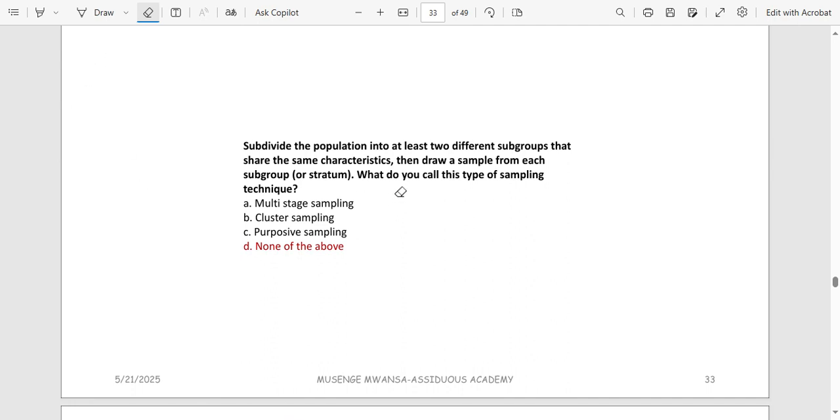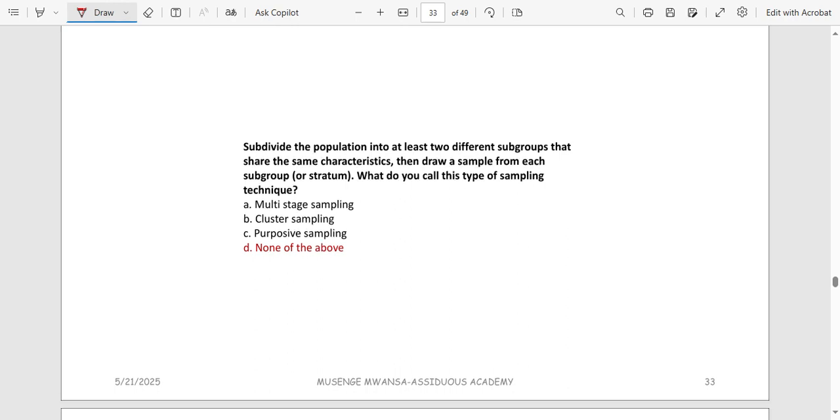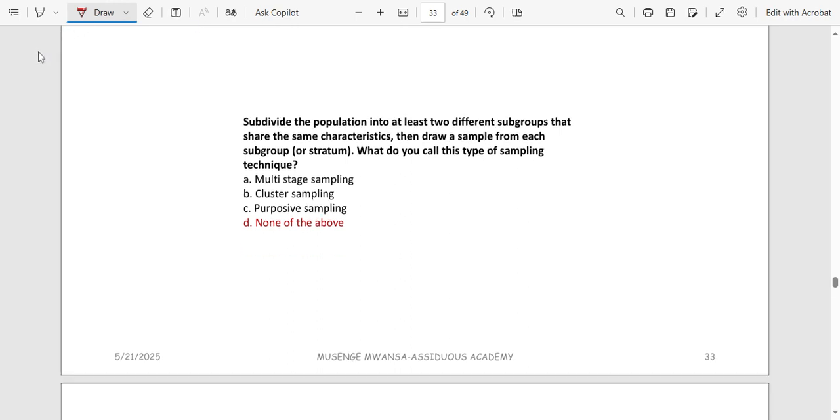Subdivide the population into at least two different subgroups that share the same characteristics. Then draw a sample from each subgroup or stratum. What do you call this type of sampling? Multi-stage, cluster, purposeful. So the answer is none. So what was supposed to be the answer here? Since there is no answer, what was supposed to be the answer? Okay, it was supposed to be stratified, isn't it?